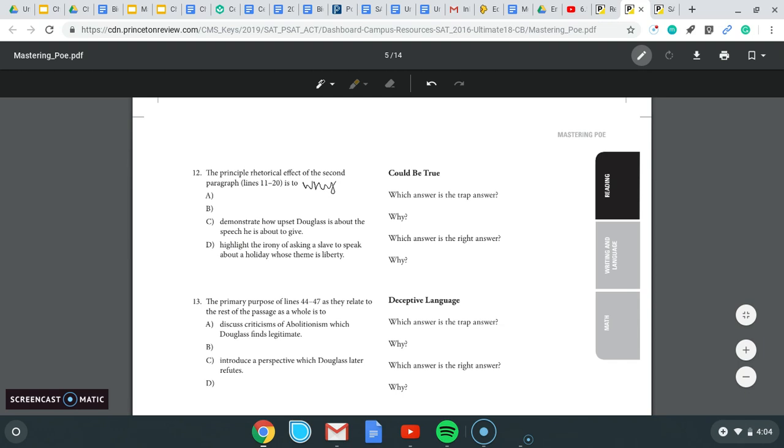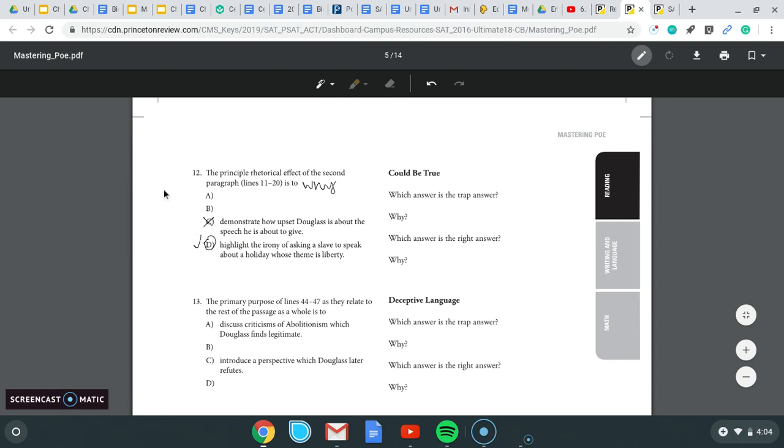That line is really where we figure out why he's saying this. Is he trying to demonstrate how upset he is about the speech he's about to give? Right, he is not. We're going to X that out. Is he trying to highlight the irony of asking a slave to speak about a holiday whose theme is liberty? Yes. So we'll put a check mark and we'll circle it.